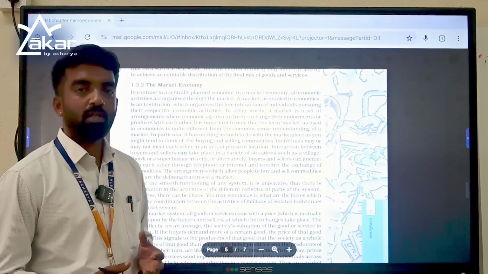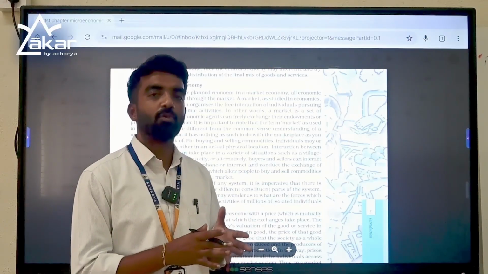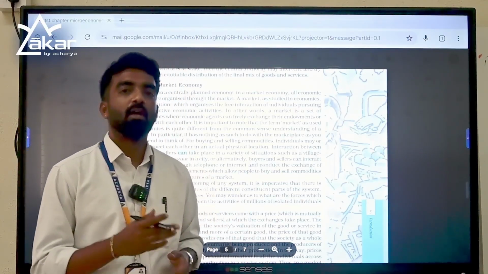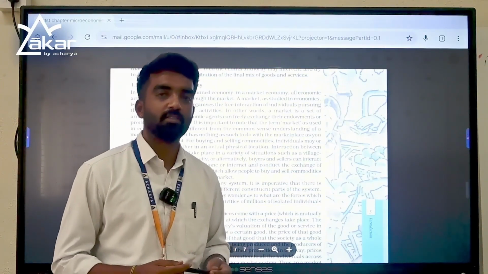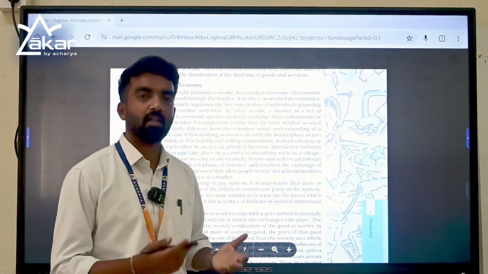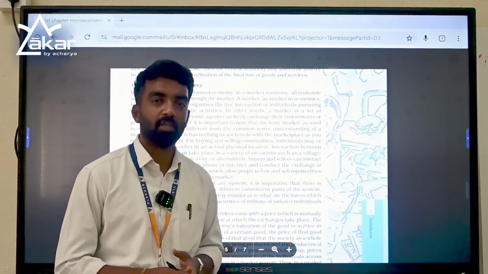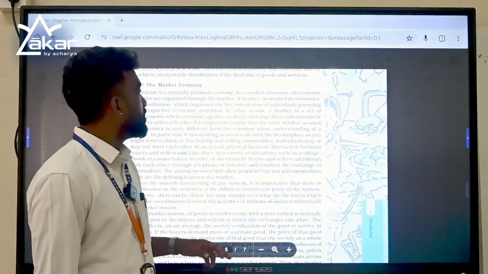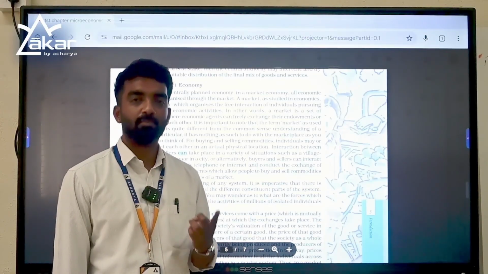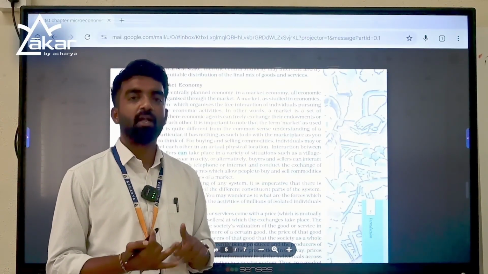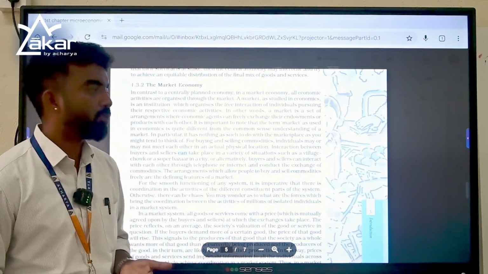So here, whatever good or service is in high demand, the resources will be allocated to produce that good or service, and the price will depend on that. You will study in further chapters how the price is fixed. There is the law of demand, law of supply, inflation, demand pull inflation, cost push inflation. There are many things to learn. So here the two major forces or drivers of the market are demand and supply. They will decide what to produce, how to produce, and for whom to produce.